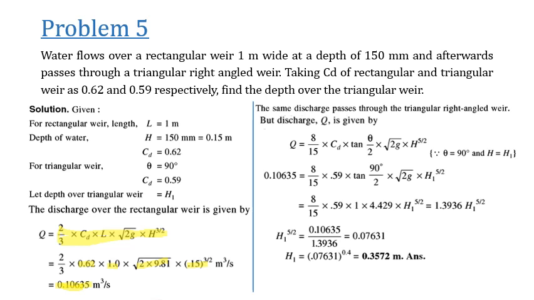So now we're going to use the formula for triangular right angle notch, which is discharge Q = 8/15 × Cd × tan(θ/2) × √(2g) × H^(5/2). So the same discharge is going to pass through it, and the Cd value was 0.59 as given in the statement, and as it is right angle, θ is 90. So tan(90/2), which is tan 45, which is 1, √(2g) into, we can call this H1 power 5 by 2.